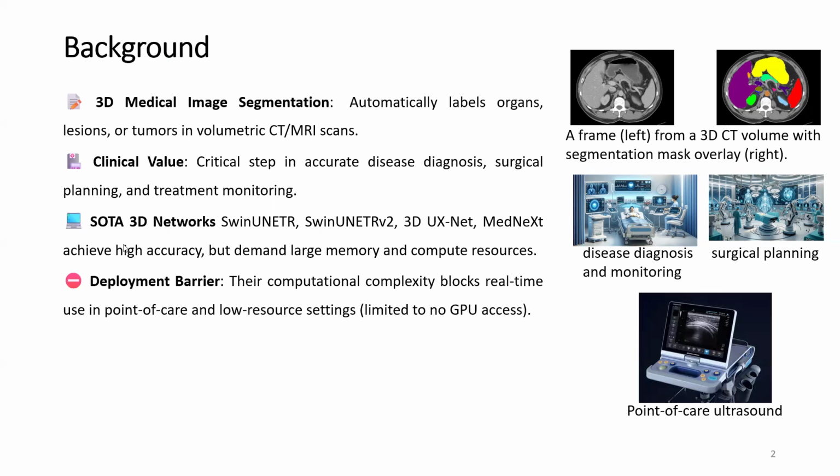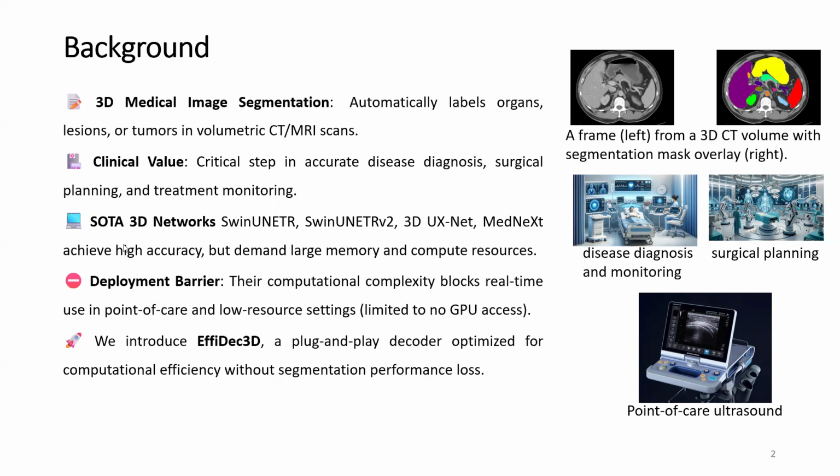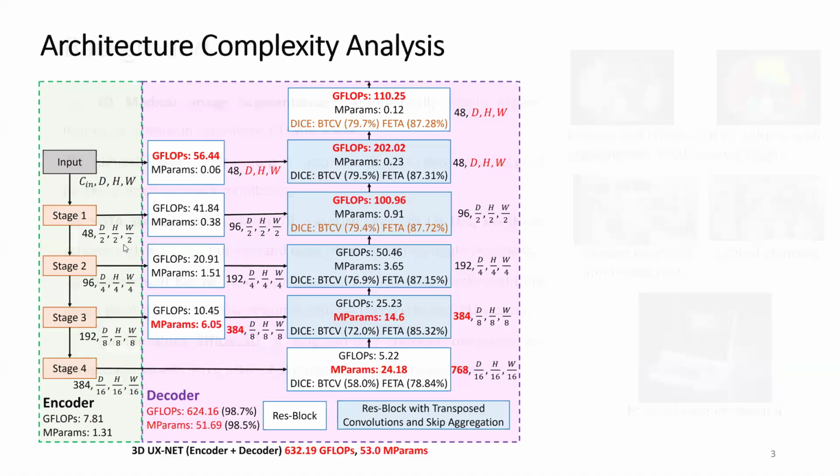Therefore, it is critical to introduce a high-performance yet computationally efficient method for 3D medical image segmentation. Addressing this need, we introduced EffiDec3D, a plug-and-play decoder optimized for computational efficiency without sacrificing segmentation performance. Our method has two parts. First, a systematic computational complexity analysis of existing architectures to find out bottlenecks for high computational needs.